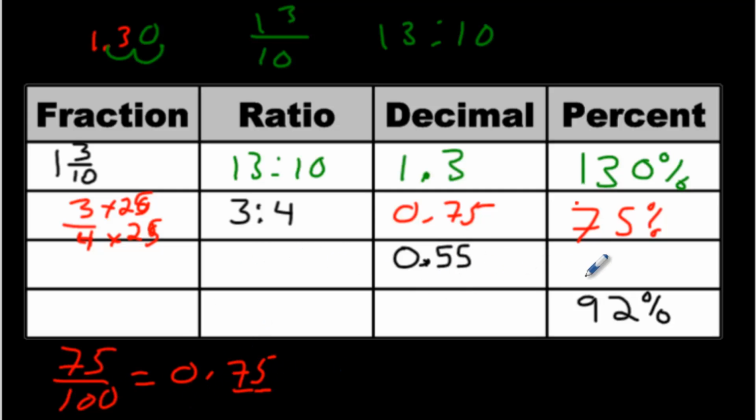We've got this one here. We can turn it easily to a percent. 55%. Just move the decimal twice. We've got the percent now. We can write it as a ratio. We can turn that to a fraction. Look, percent is a fraction.